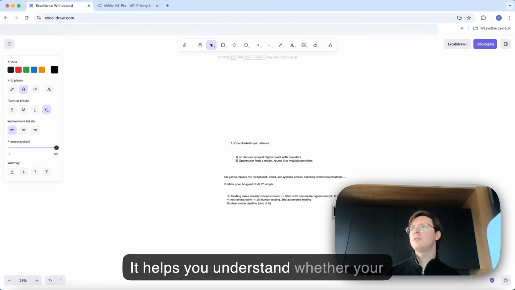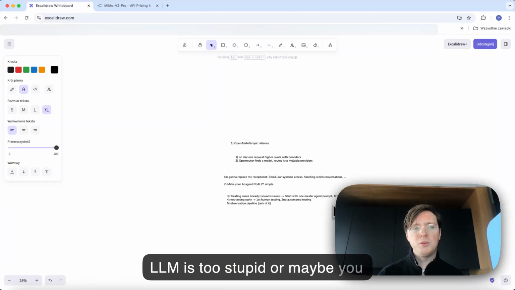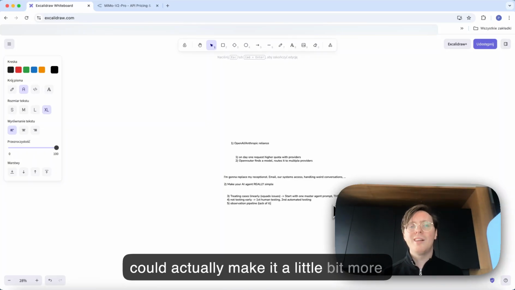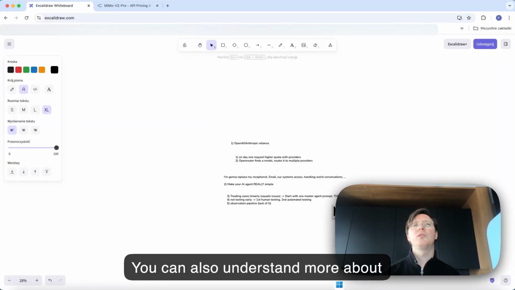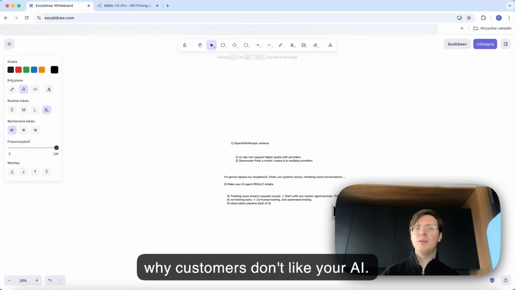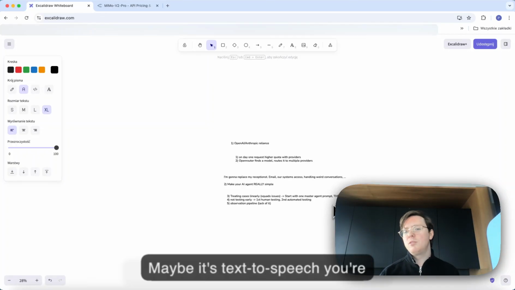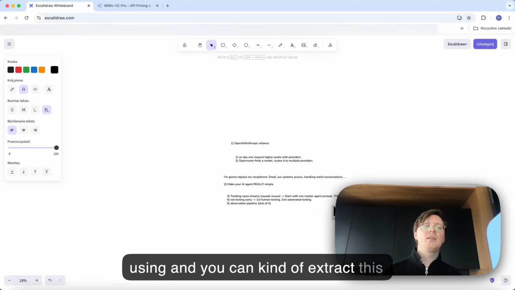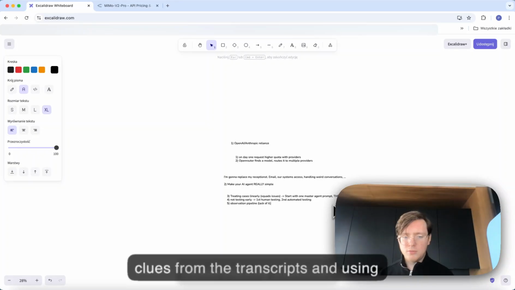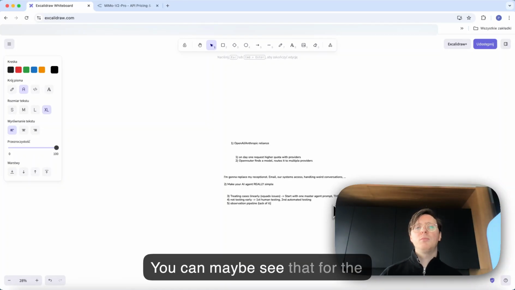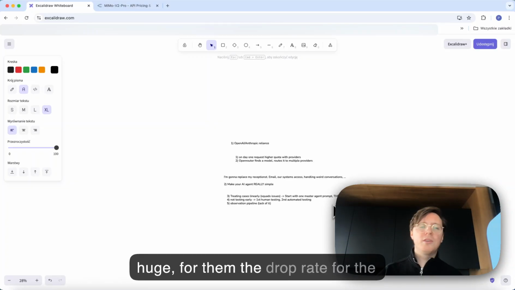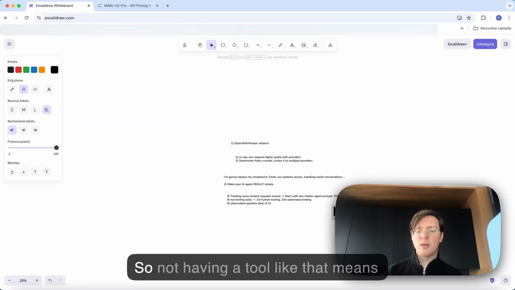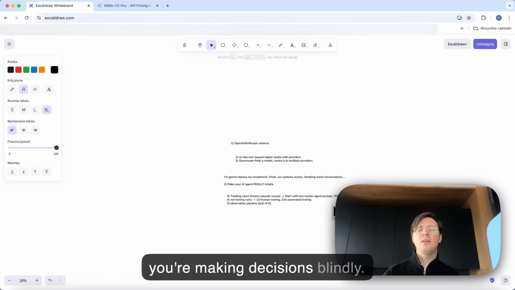It helps you understand whether your LLM is too stupid, or maybe you could actually make it a little bit more stupid, but much cheaper, and things like that. You can also understand more about why customers don't like your AI. Maybe it's the text-to-speech you're using, and you can extract these clues from the transcripts. Using an observability pipeline, you can maybe see that for the conversations where the latency was huge, the drop rate for the calls was huge. So not having a tool like that means you're making decisions blindly.